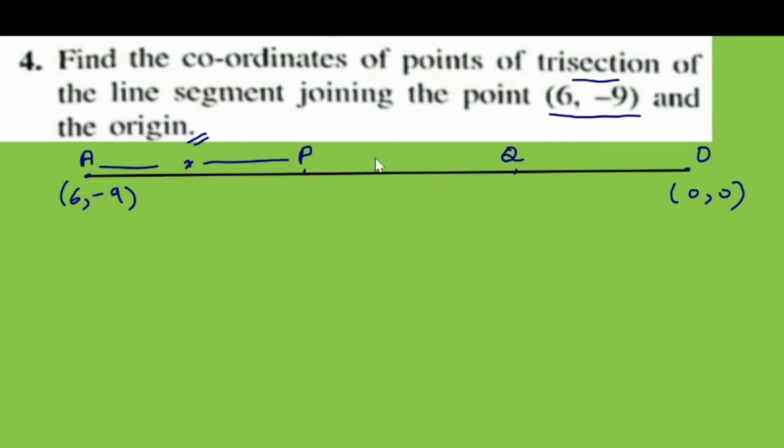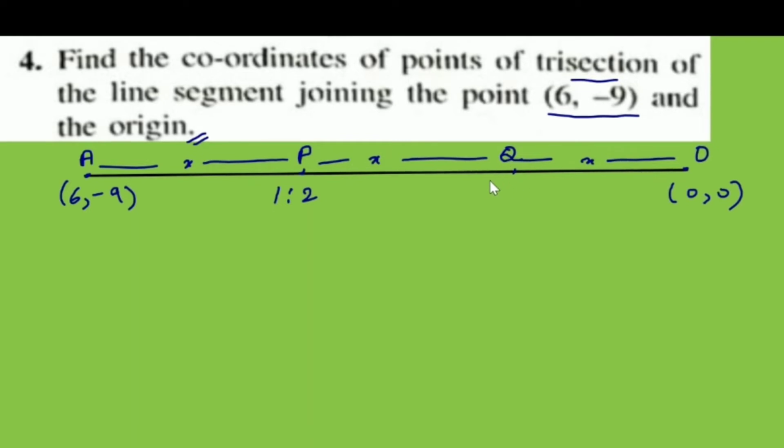Let this is x, this is also x and this is also x, means P is the point which divides the line segment OA in the ratio 1:2. P की लेफ्ट साइड में डिस्टेंस है x और राइट साइड में डिस्टेंस है 2x and Q is the point which divides the line segment AO in the ratio 2:1. Q के लेफ्ट साइड में 2x डिस्टेंस है और राइट साइड में x डिस्टेंस है.